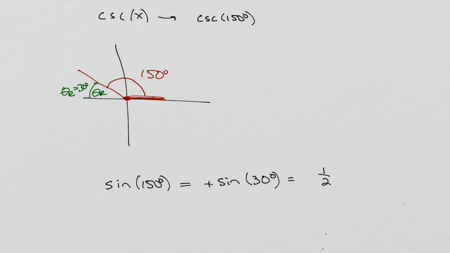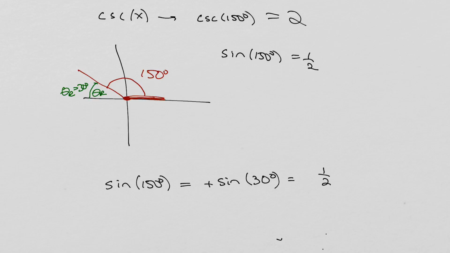That means that cosecant of 150 degrees, well, if sine of 150 degrees is 1 over 2, then if I flip that over for cosecant, you'll get 2 over 1, which is 2.